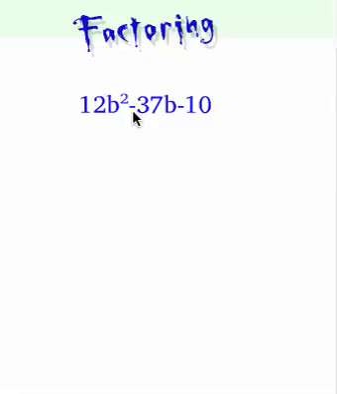I'm factoring 12b squared, take away 37b minus 10. So we're going to use the trial and error method. So here's my two brackets, and my first two terms must multiply together to give 12. So I'm going to try 3 and 4, so 3b and 4b.